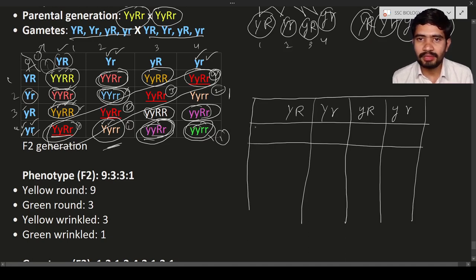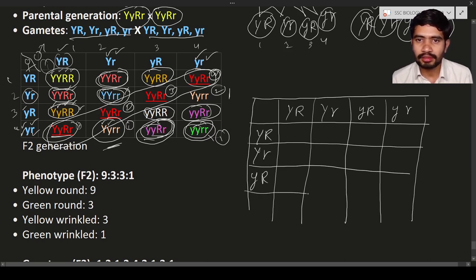Now the same type of genes are also present on the other side. So capital Y capital R, next capital Y small r, next small y capital R, next small y small r, okay. So whatever combinations you get, first go for the diagonal. So capital Y small y, okay. So next capital R small r.